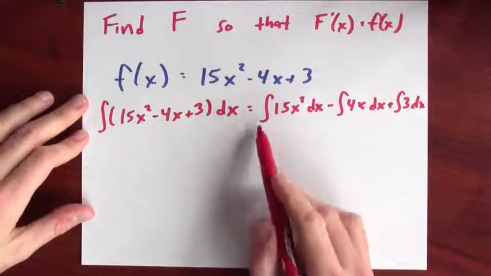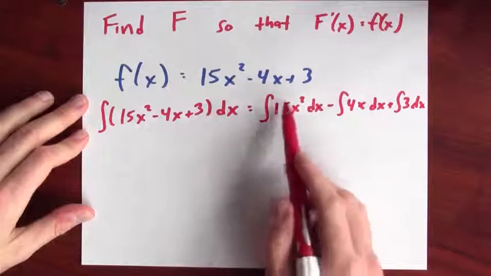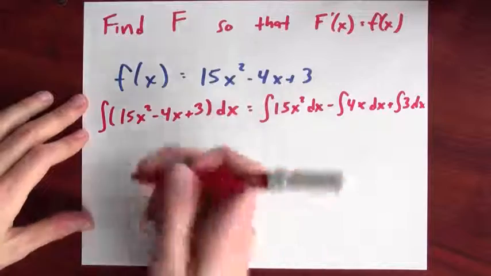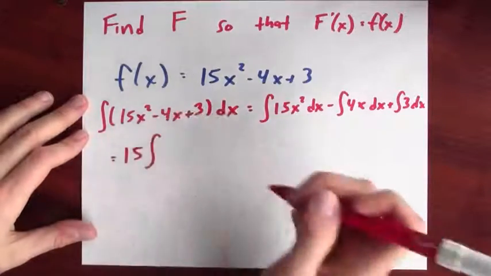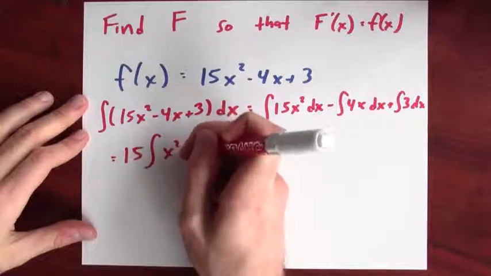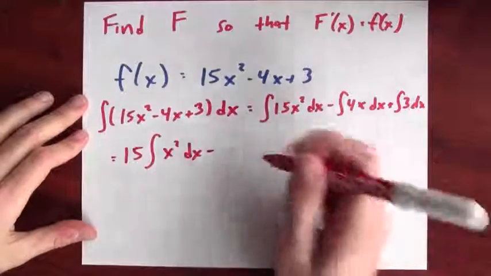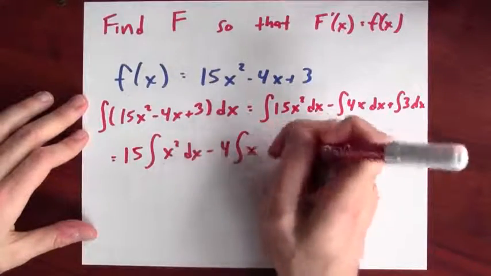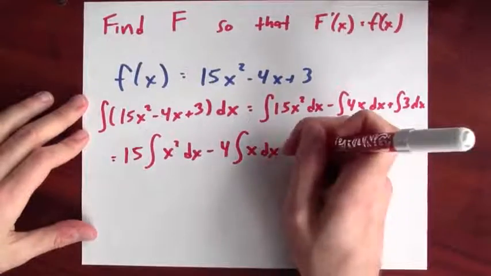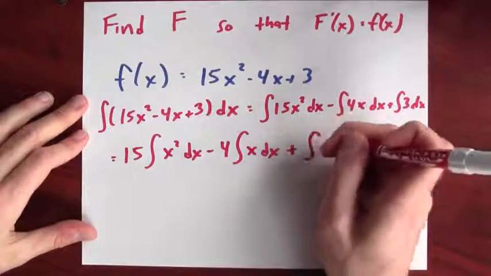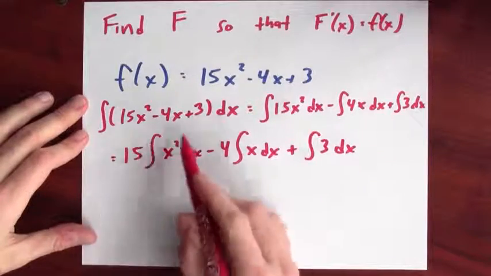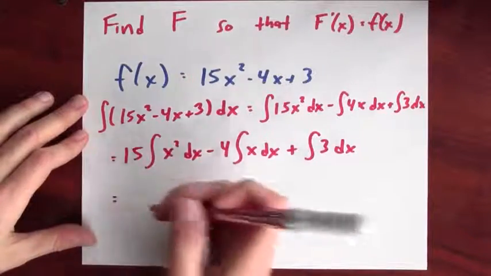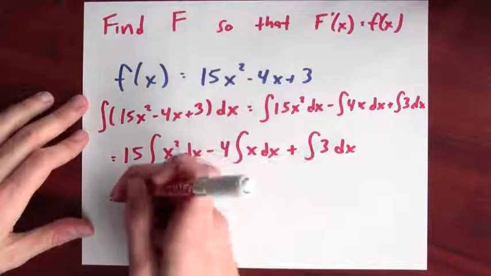Now, I've got the antiderivative of a number times something, so I can pull these numbers outside of the antiderivative. So I'll rewrite this as 15 times the antiderivative of x squared dx minus 4 times the antiderivative of x dx plus the antiderivative of 3 dx. Okay, now I've got to think, what's the antiderivative of x squared? What's just an antiderivative of x squared?